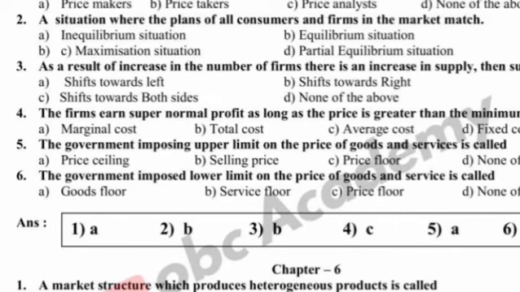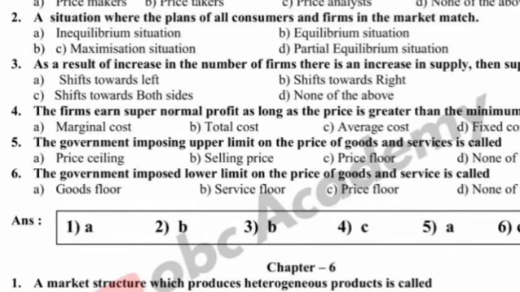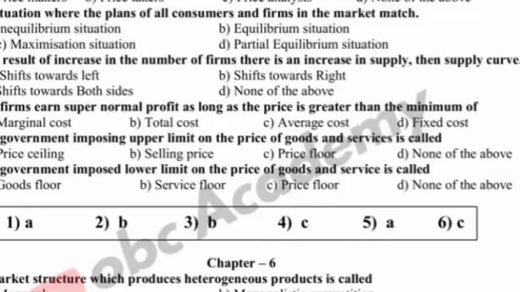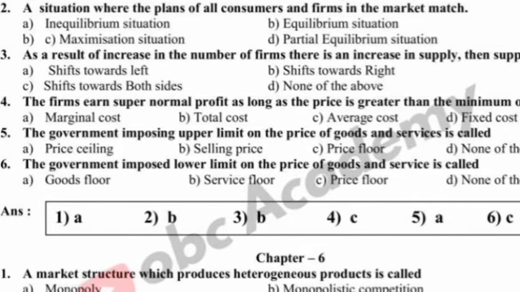The fifth one, the government imposing an upper limit on the price of goods and services is called option A, price ceiling; option B, selling price; option C, price floor; D, none of the above. So the correct answer is price ceiling. You can remember this by remembering that ceiling is always up, that means always high. And if the question is about the lower limit, the floor is always down, that is lower. So you can remember by logically like this. So we shall move forward.